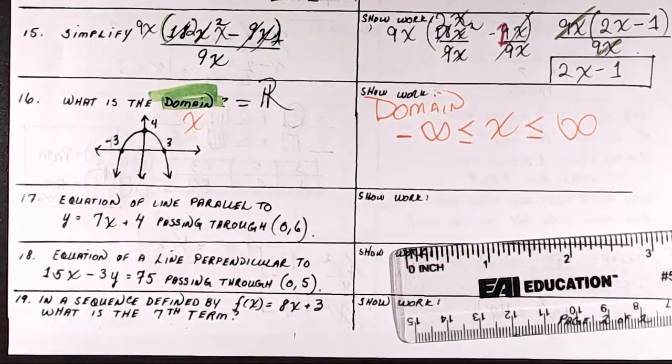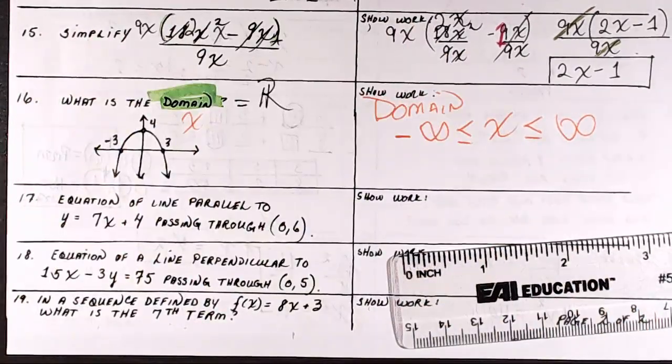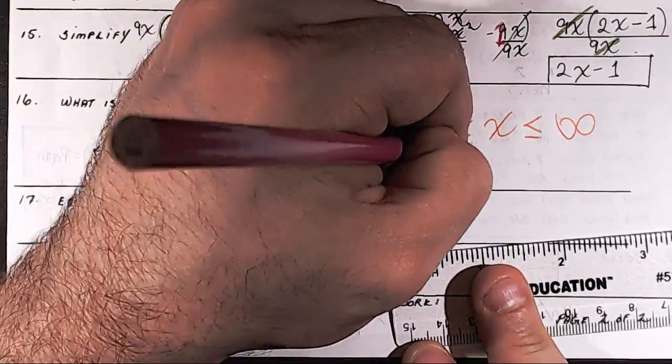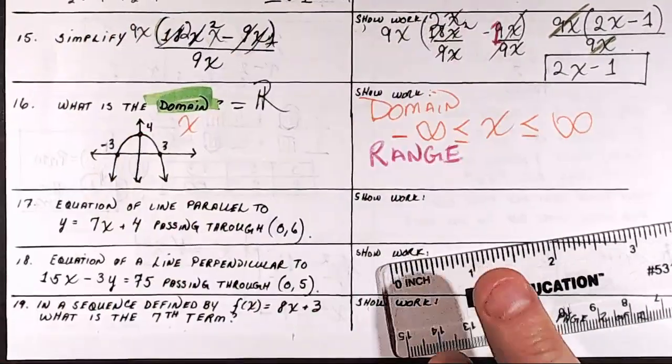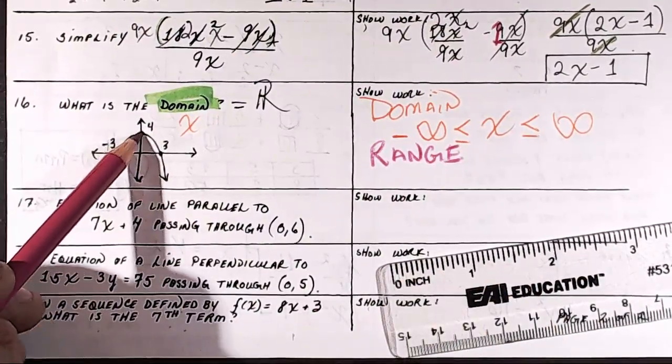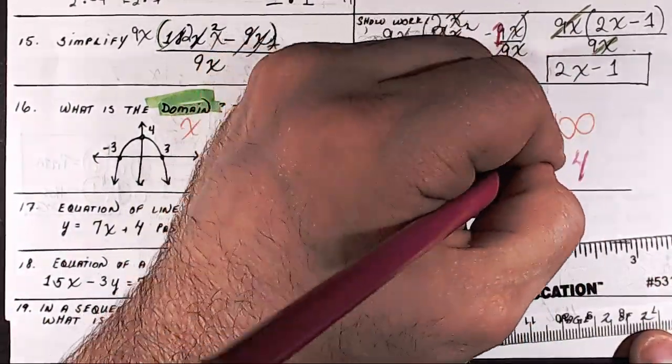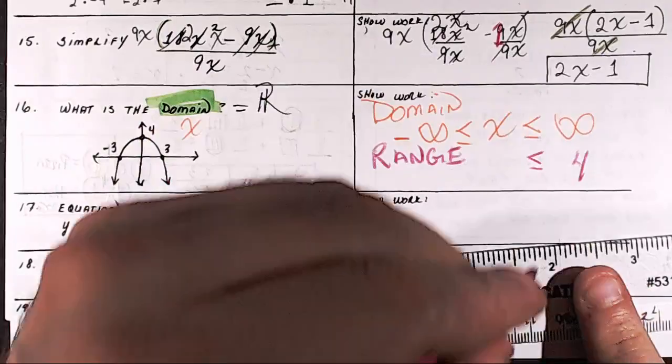Now the range, because this is your teacher here, I'm going to show you the range since we're here. Let's talk about the range. The range has an upper limit of 4. So I'm going to go and put a 4 here. Okay, and work kind of backwards.